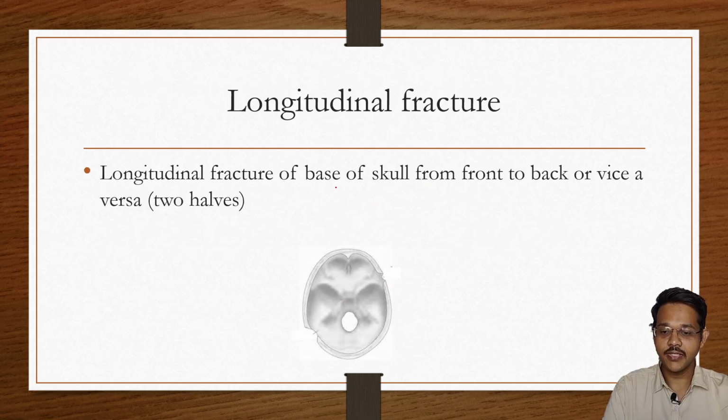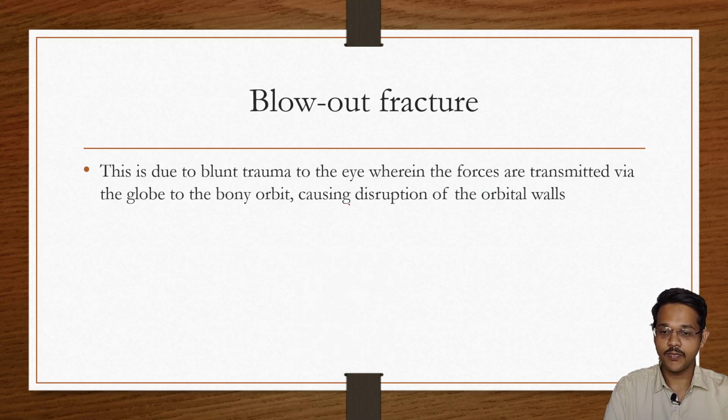Next is longitudinal fracture. A longitudinal fracture of the base of the skull runs from front to back or back to front. So it usually runs longitudinally along the base of the skull, dividing the bone into two parts. It may run from front to back or back to front.